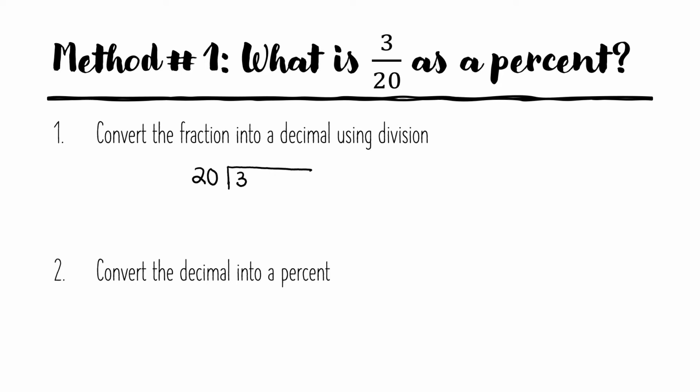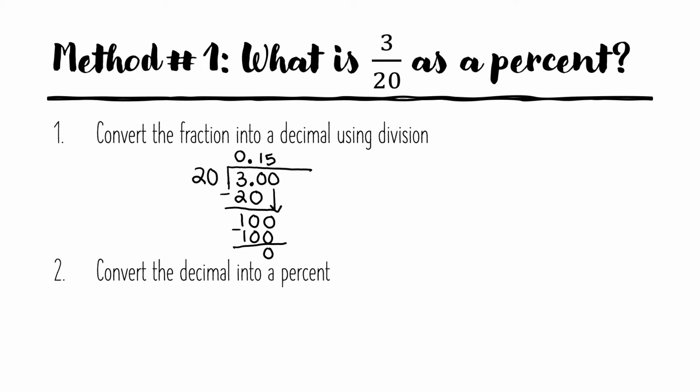20 doesn't go into 3, so we'll probably need some extra spots here. So 20 goes into 3 0 times. Next, we'll take a look at how many times 20 goes into 30, which is 1 time. 30 minus 20 gives us 10. Then we'll bring down our 0. 20 goes into 100 5 times. And 100 minus 100 is 0.